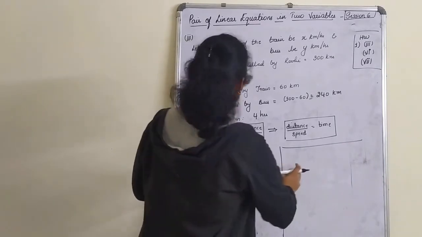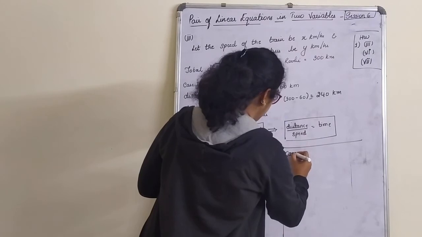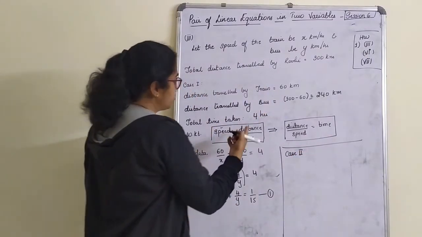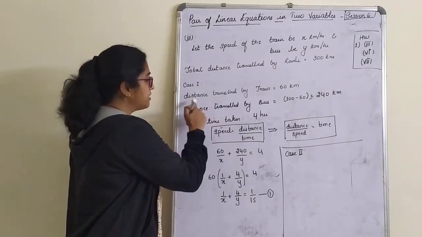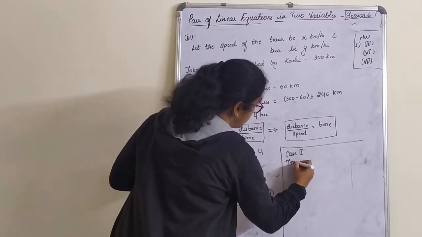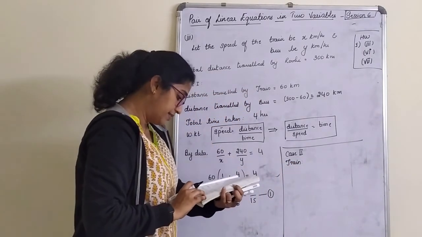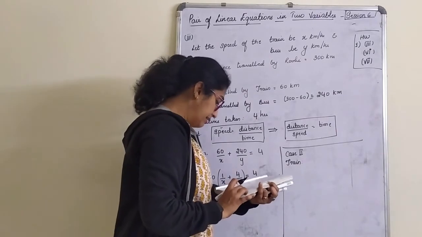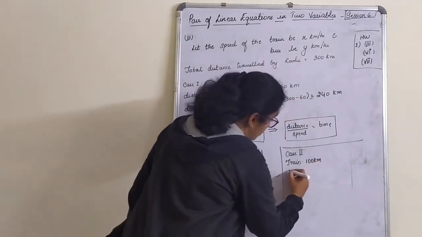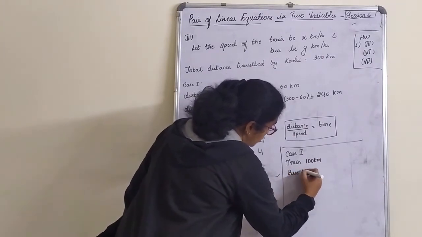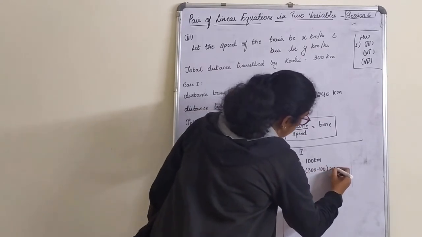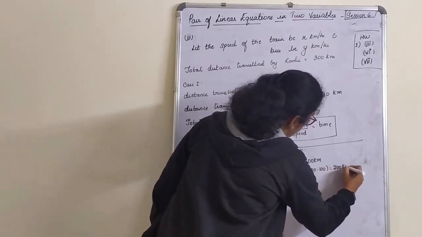Case 2, shall I write here, children? In case 2, I will directly write the distance travelled by train, and you write the statement. How much distance does she travel by train? If she travels 100 km by train, then by bus it will be 300 minus 100, that is 200 km.